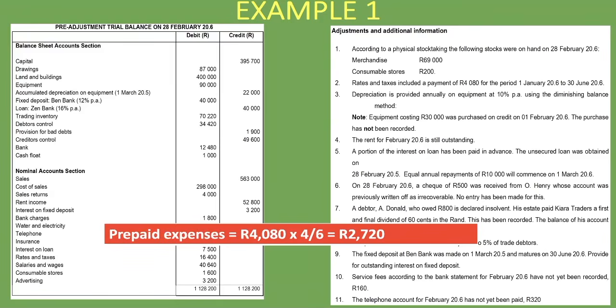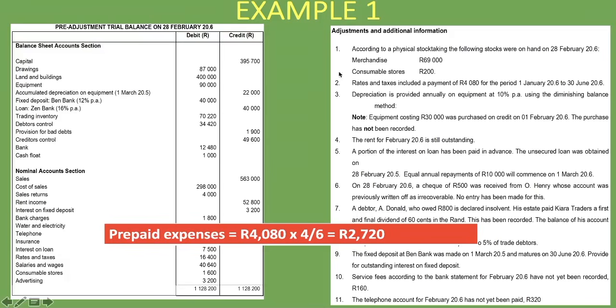So all the months after 28th of February are outside our financial period. So March, April, May, and June, those are 4 months. So for 4 out of the 6 months, the rates and taxes are outside our financial period. So this 2,720 Rand is what we call prepaid expense, meaning we have paid for rates and taxes for 4 extra months, which are outside our financial period, in advance. So we have paid for it in advance.